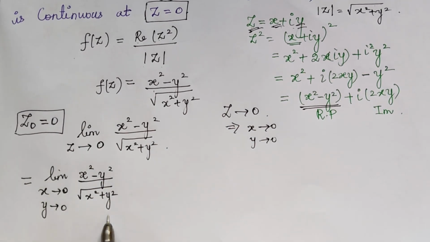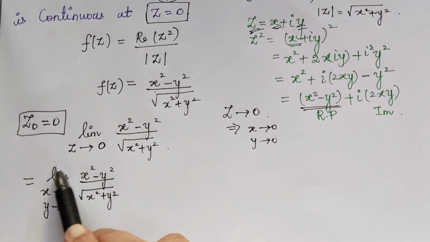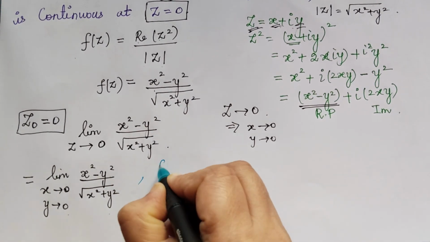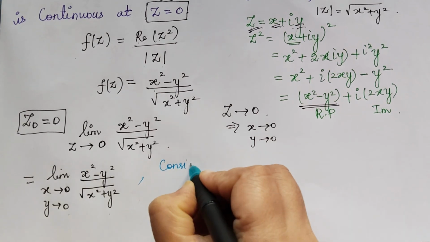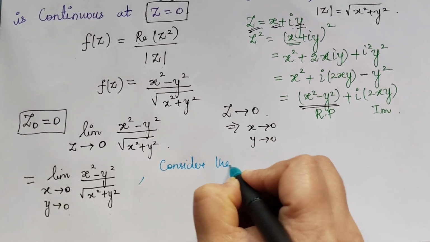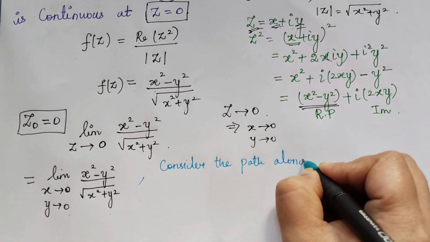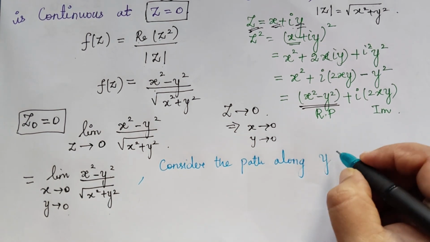Now further, we have to check along one of the paths. So we shall consider the path along y is equal to mx.